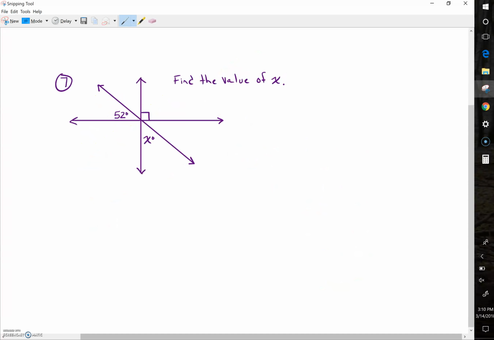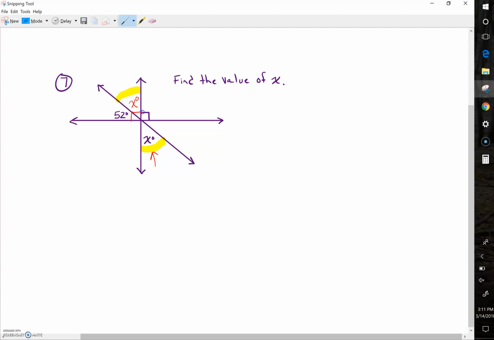Number 7, find the value of x. So we have to think back to vertical angles on this one, which would make it the easiest. Several ways to do it. I'm going to pick this way. I'm going to look at this angle that is x, and I'm going to say this angle is vertical from that one, so they're the same angle. So if this one is x, this one too must be x.